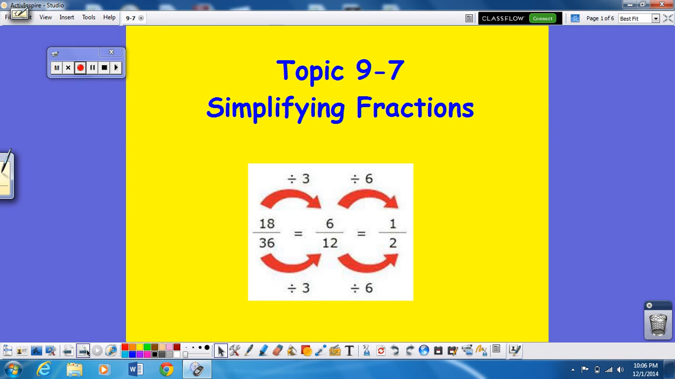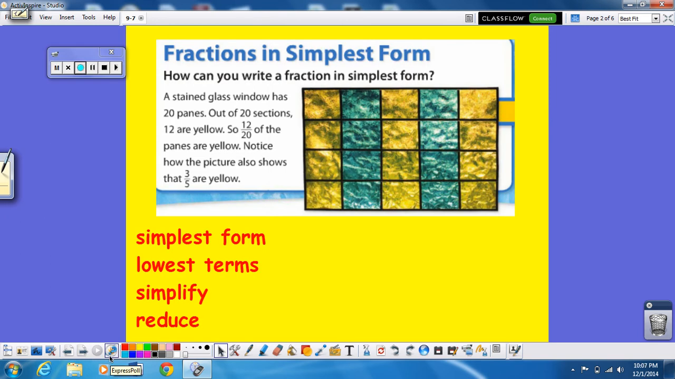All right, so let's go ahead and look at some examples that I have for us. This is a stained glass window, and on the stained glass window you can see there are 20 different window panes. Out of the 20 sections, 12 are yellow, so 12/20ths of the panes are yellow. But if you also look, if we were to divide this into yellow and green actual panes, you could see that 3 out of 5 are yellow. So all they've done here is simplify 12/20ths down into 3/5.